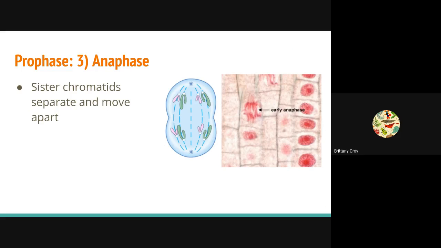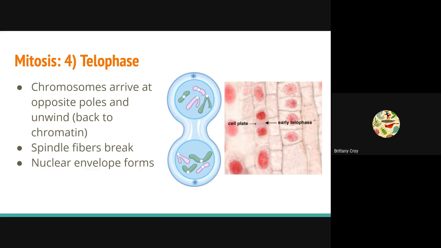After that comes anaphase. During anaphase, the sister chromatids separate and move apart. During telophase, the chromosomes arrive at the opposite poles and they start to unwind, so they go back to being that linear DNA. The spindle fibers break down and a new nuclear envelope forms.